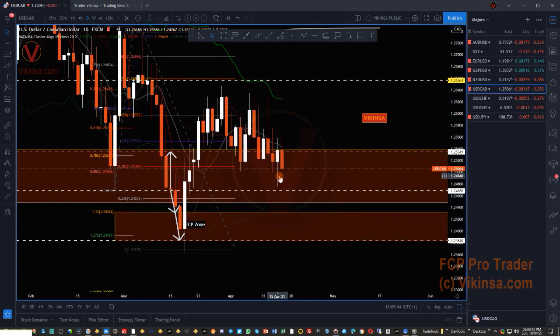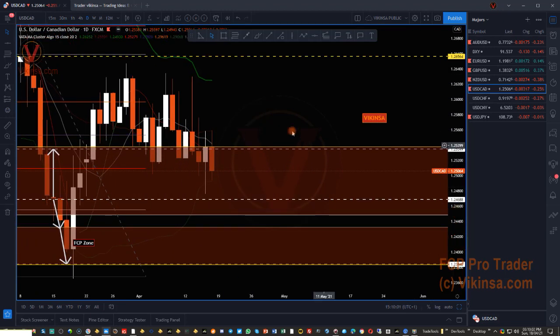Right now we are back in the FCP zone. That means the market is expected to go higher, because you can treat these FCP zones as support zones or resistance zones. So if the market comes here, then the market can go higher, and we also have an M pattern forming.